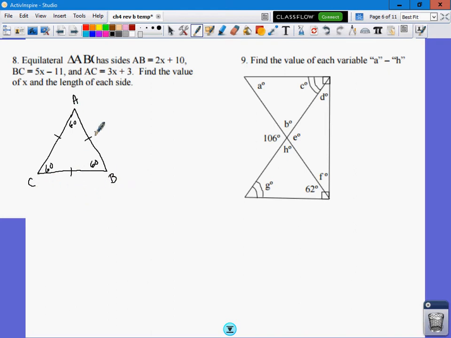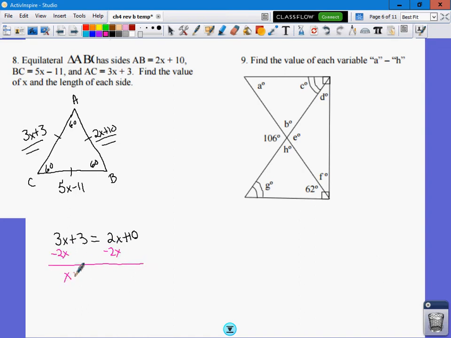It says AB is 2x plus 10. It says BC is 5x minus 11. It says AC is 3x plus 3. Because it's equilateral, all I have to do is pick one pair of sides. Does not matter which pair I pick. I'm going to pick 3x plus 3, and I'm going to pick 2x plus 10. Because it's equilateral, I do know that these sides are equal to each other, so I'm going to set them equal. I'm going to go ahead and subtract the 2x from both sides.